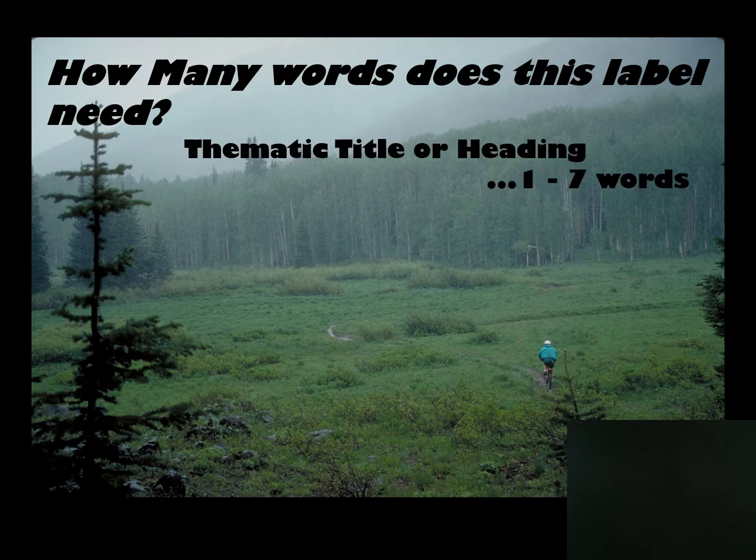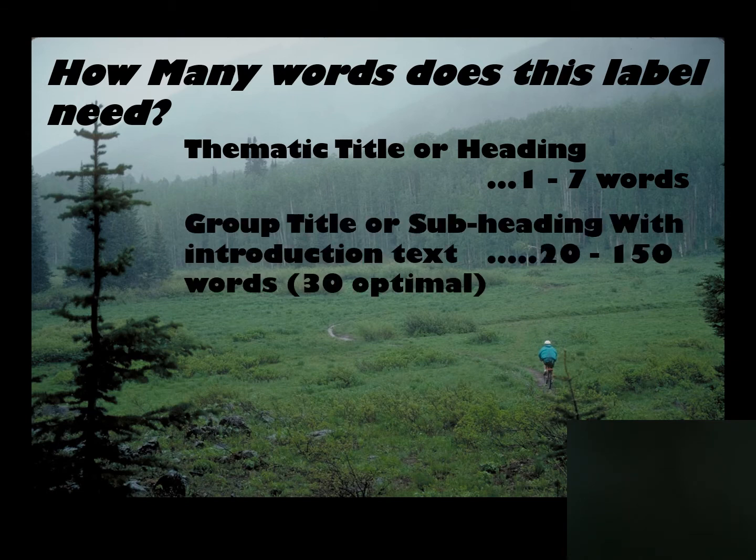So, thematic title or heading: we need to catch their attention and tell them what we're talking about in 1 to 7 words. There may be group titles or subheadings that introduce a text, and the title itself would be 1 to 7 words, but the introductory text is going to be somewhere in the 20 to 150 words. 30 being optimal, especially for a sign, something that someone's carrying in their hands. You can go a little bit higher. You don't want to hit 150 words very often.